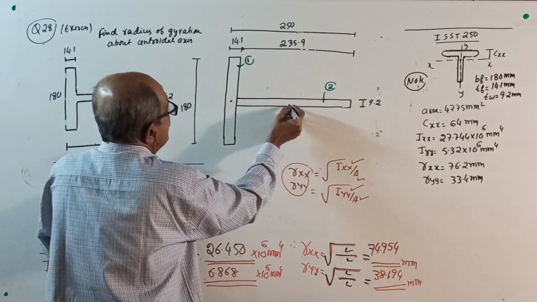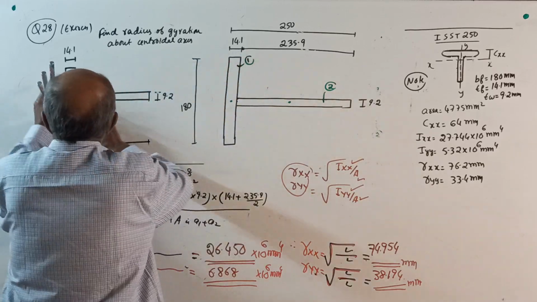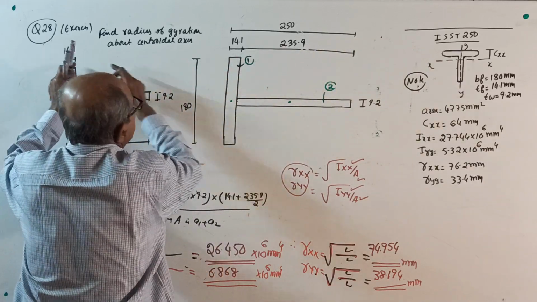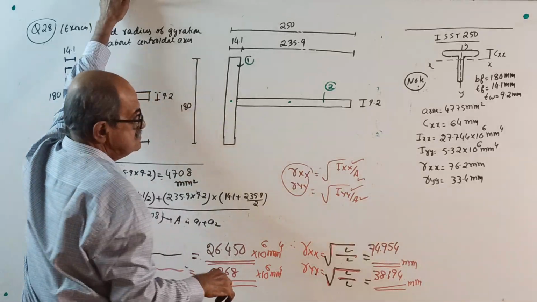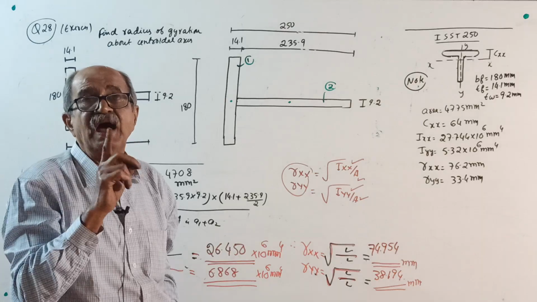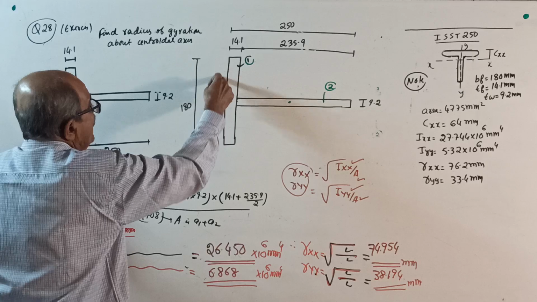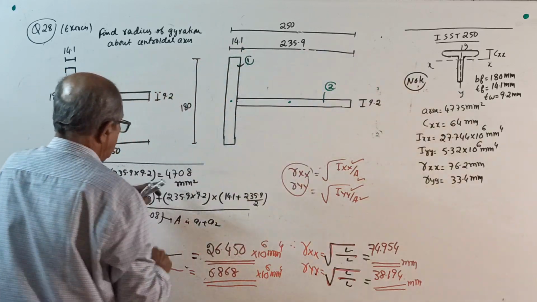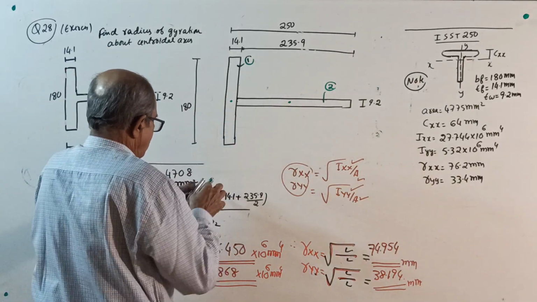Centroid is here, centroid is here. Now see, 180 by 14.1. From 250 total, subtract 14.1, you get 235.9. The thickness given is 9.2. Now this is an exercise for you, so I will dictate, I won't write. Area: 180 into 14.1 plus 235.9 into 9.2. Area, I got 4708.